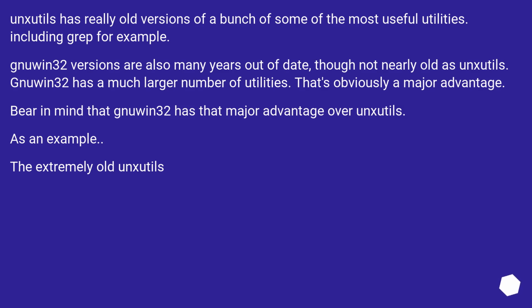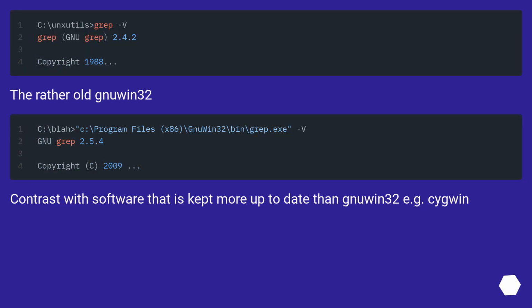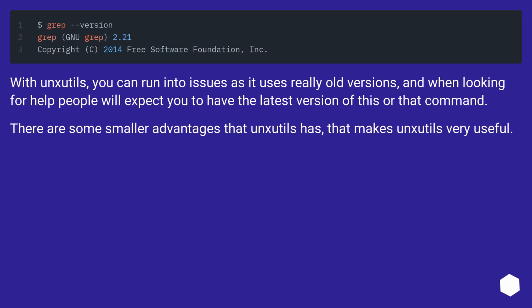As an example, the extremely old UnxUtils. The rather old GnuWin32. Contrast with software that is kept more up to date than GnuWin32, for example Cygwin. With UnxUtils, you can run into issues as it uses really old versions, and when looking for help people will expect you to have the latest version of this or that command.